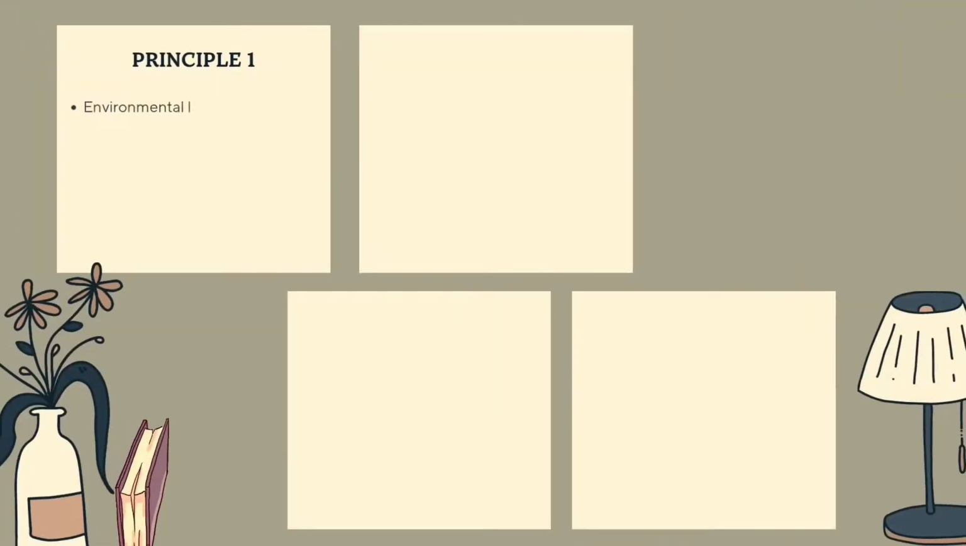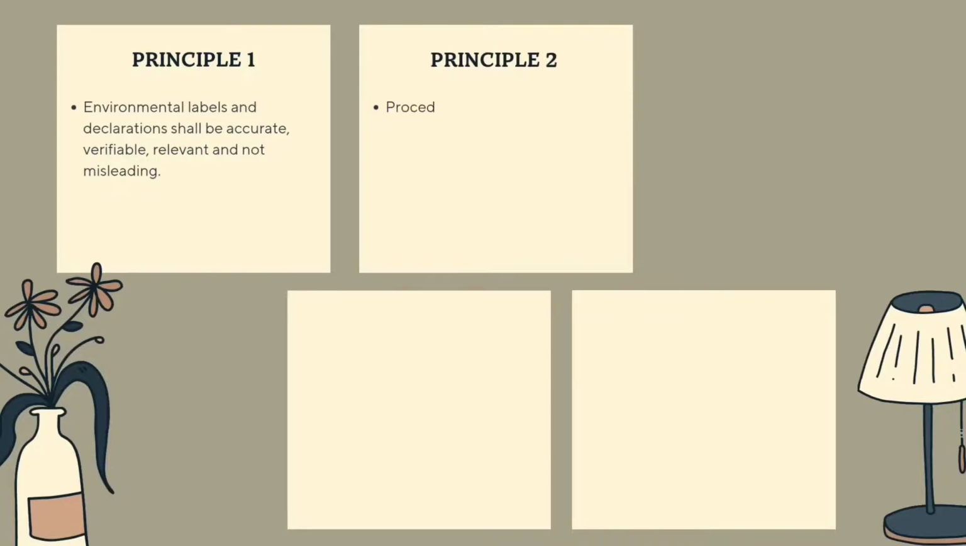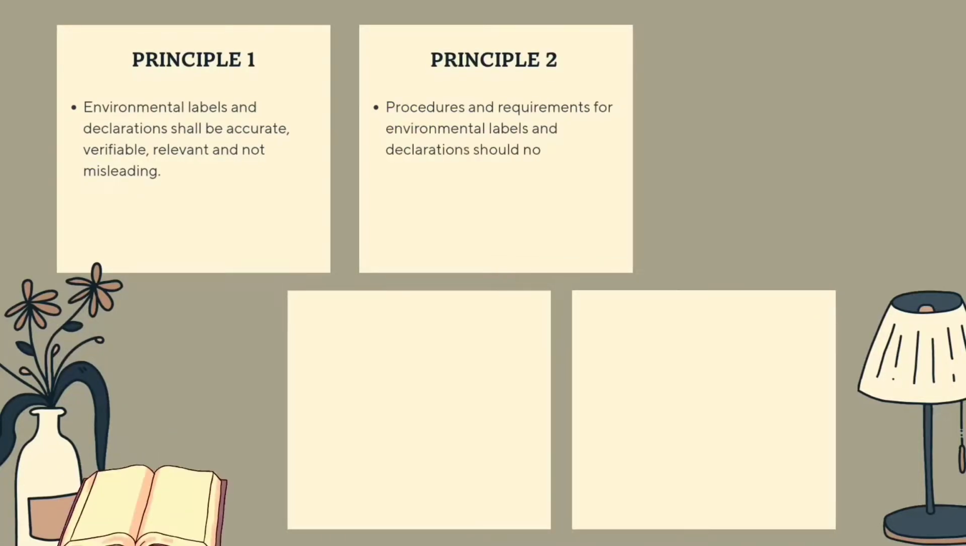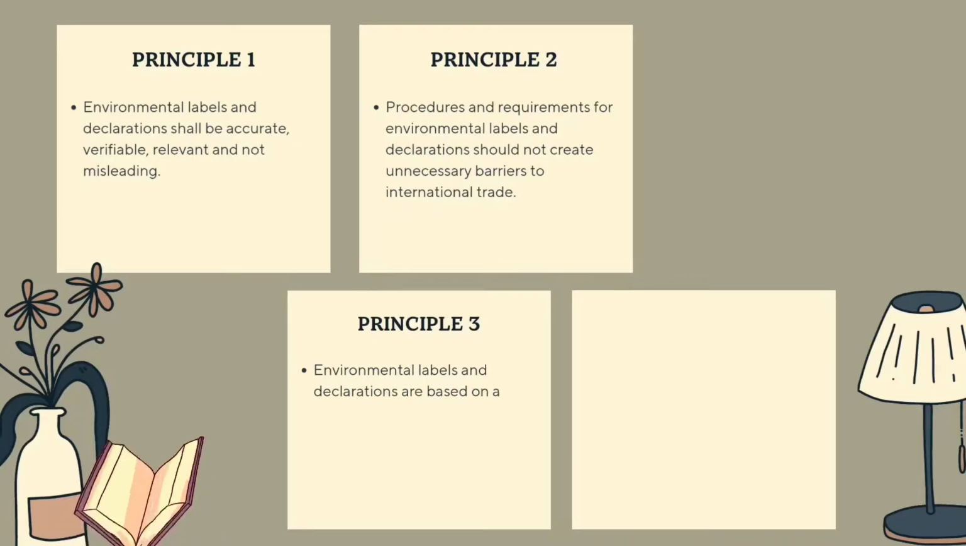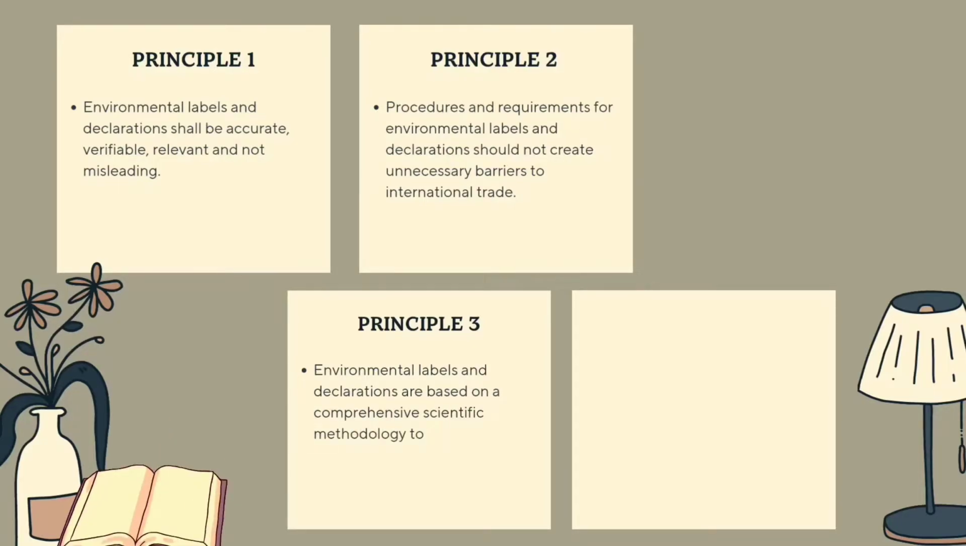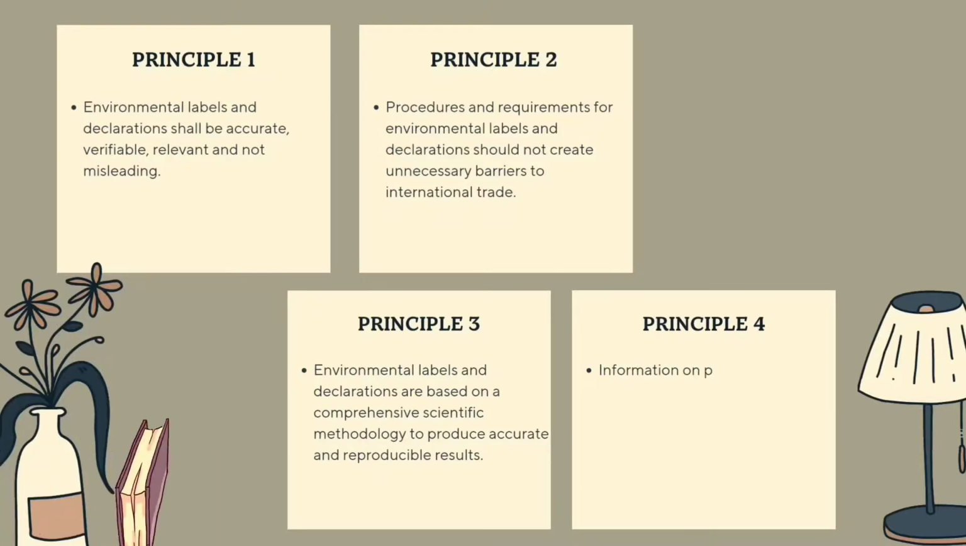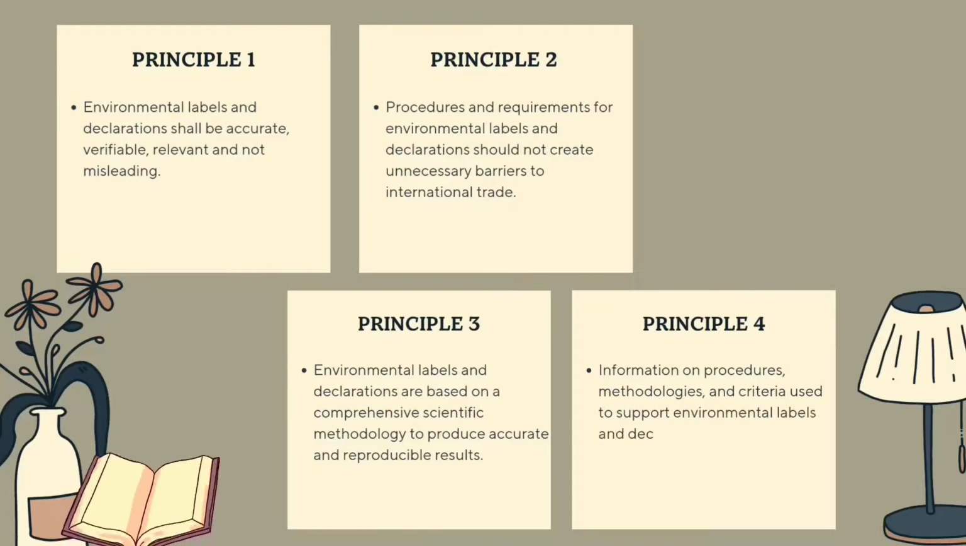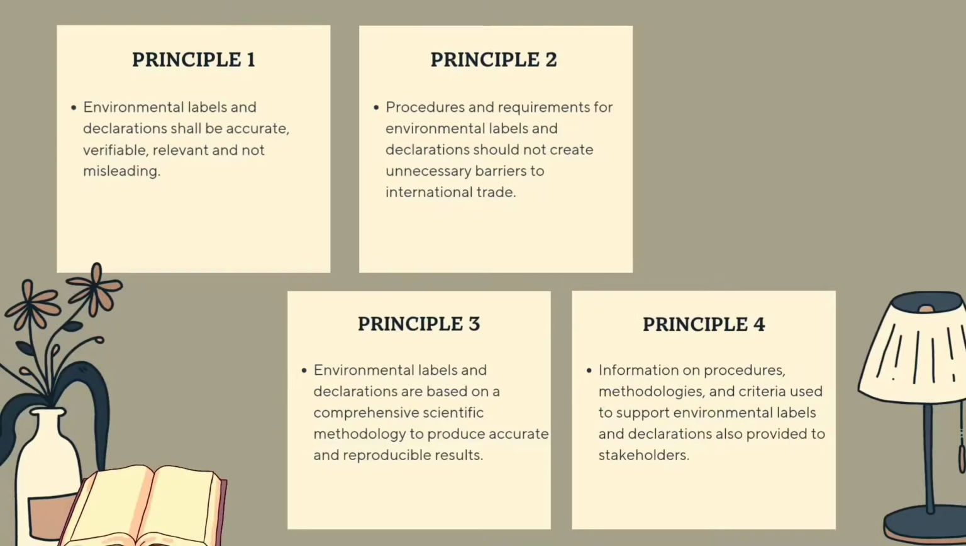The first principle emphasized is environmental labels and declarations shall be accurate, verifiable, relevant, and not misleading. The second principle is that procedures and requirements for environmental labels and declarations should not create unnecessary barriers to international trade. The third principle is that environmental labels and declarations are based on a comprehensive scientific methodology to produce accurate and reproducible results. The fourth principle is that information on procedures, methodologies, and criteria used to support environmental labels and declarations is also provided to stakeholders.